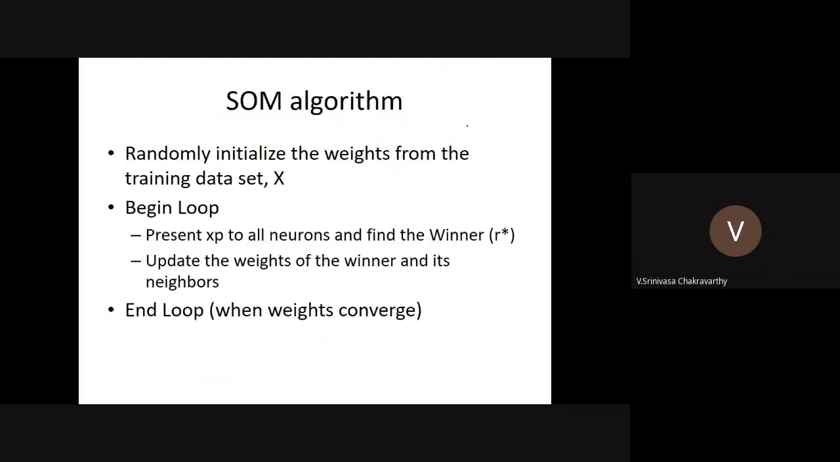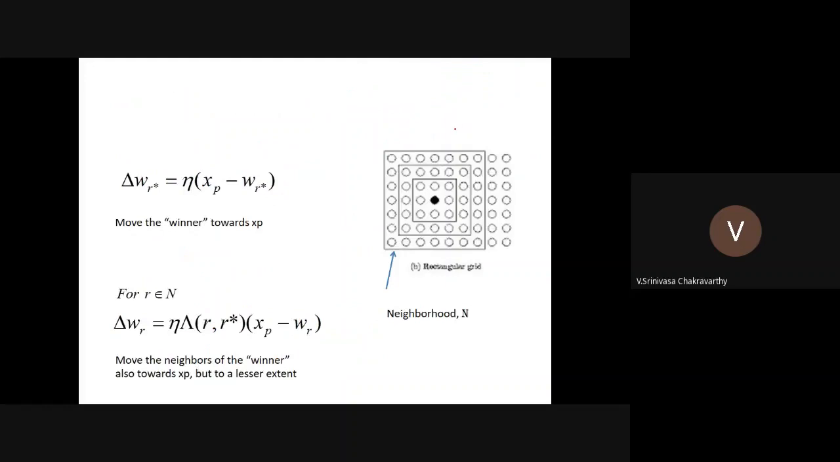Okay, so finally what happens is I have an input vector x, and for that input vector x, I have a winner. So this fellow is the winner. And all these outlines, these squares that are drawn around it, they are the neighborhoods, capital N.